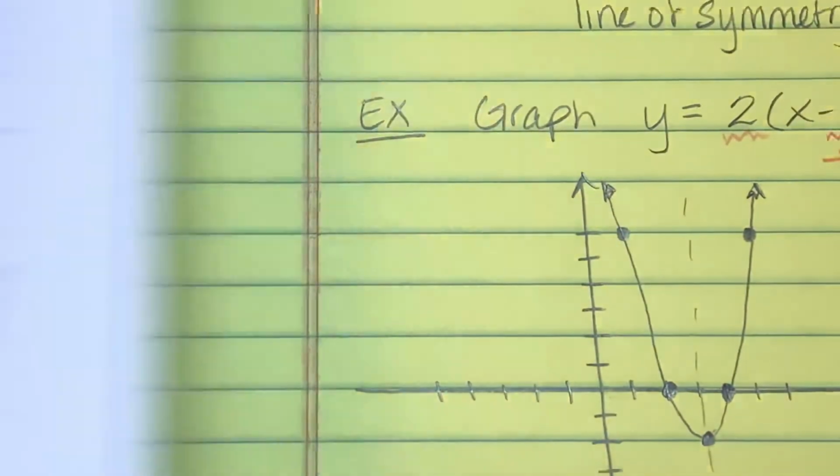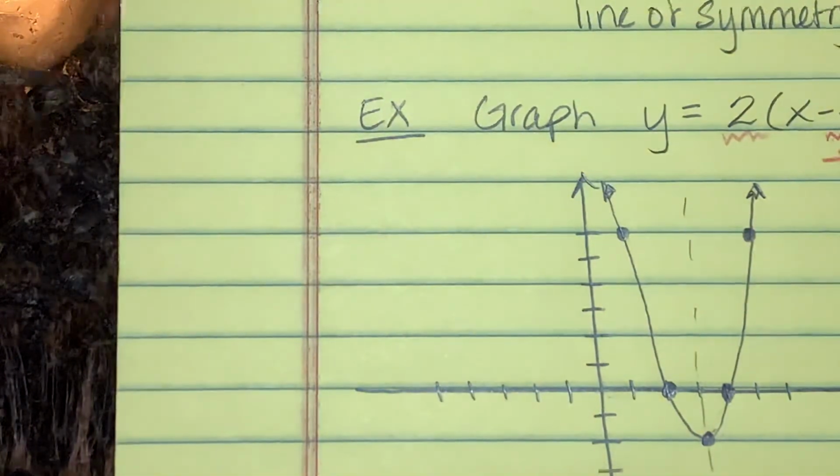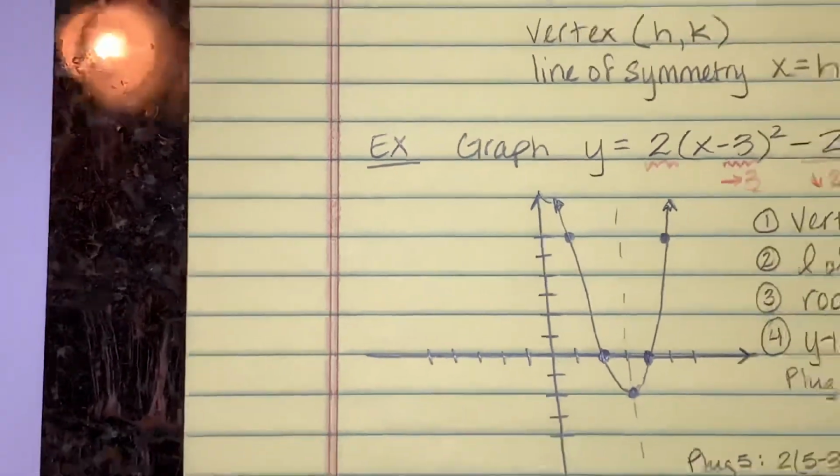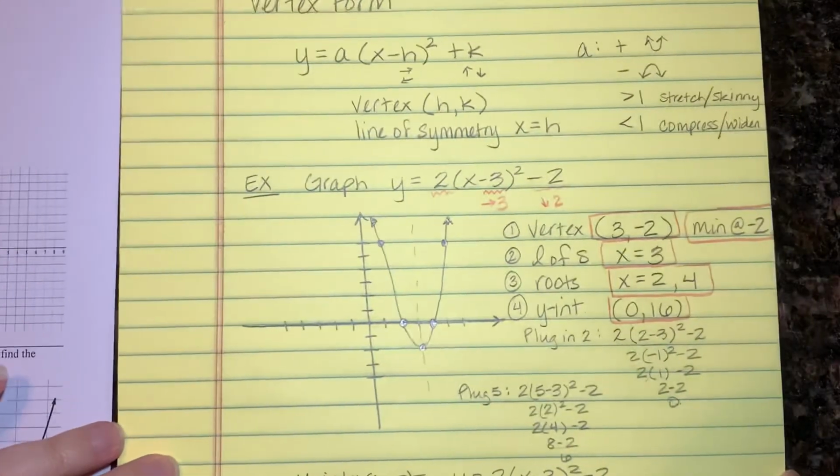Like I said, the next form will be standard form that we go through. And after that will be the factored form or intercept form.